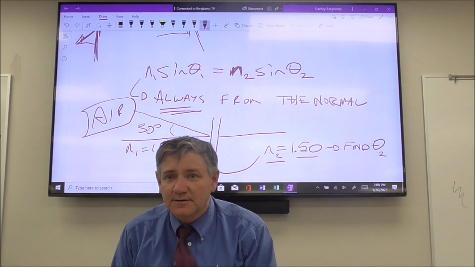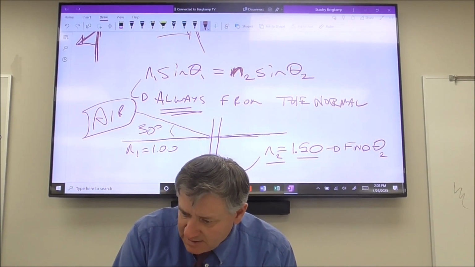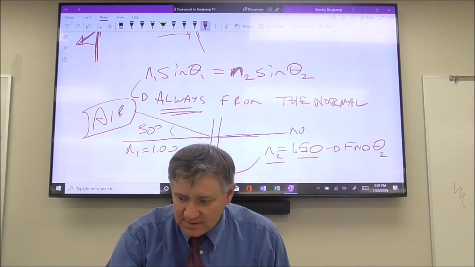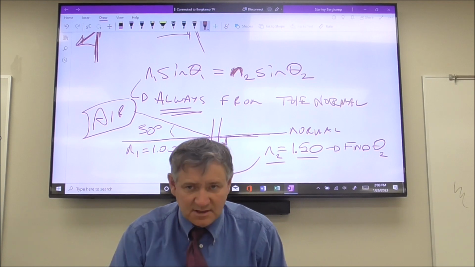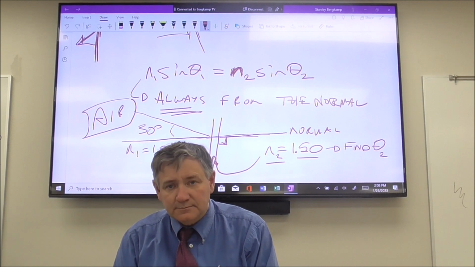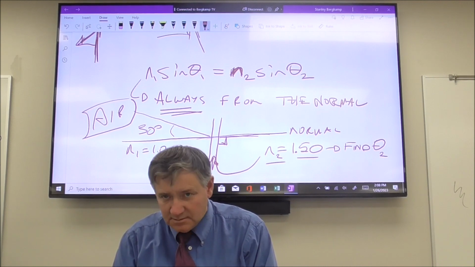What do you mean by always from the normal? The normal is the line that's at 90 degrees to the surface. So this is your line that's normal to the surface of the glass, or whatever the light's going into. If it was going through a window, this would be the normal? Yes, okay, that makes sense.